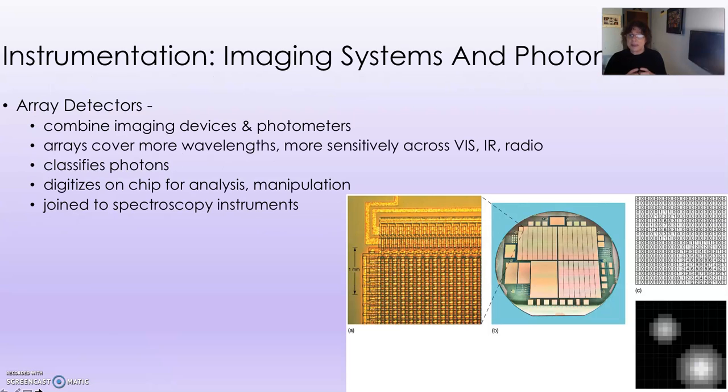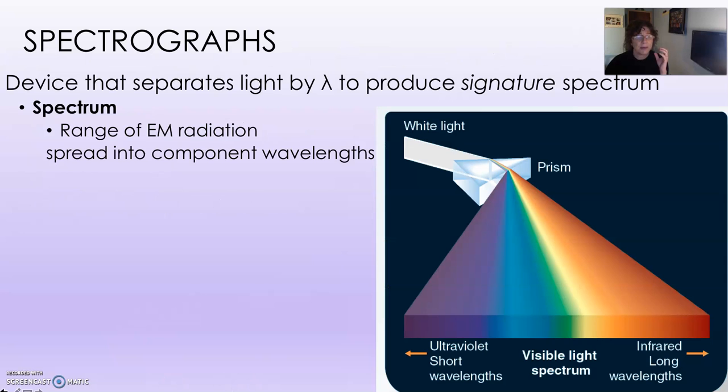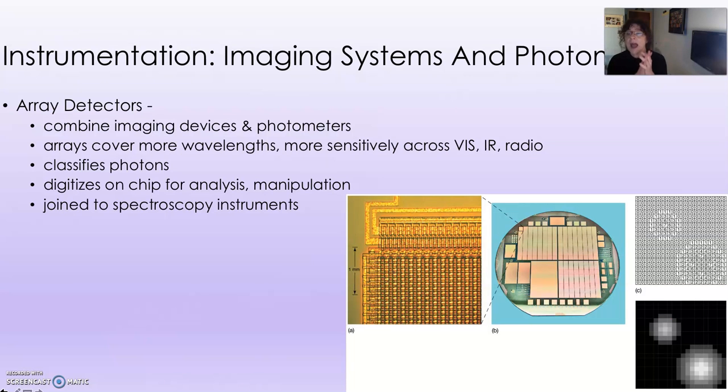When we talk about the instrumentation associated with observatories, we're talking about imaging systems and photometers. Imaging systems are basically photographic plates, and they've moved from film to digital, so they are more sensitive, but they aren't as sensitive as they need to be, although they can create optical images.